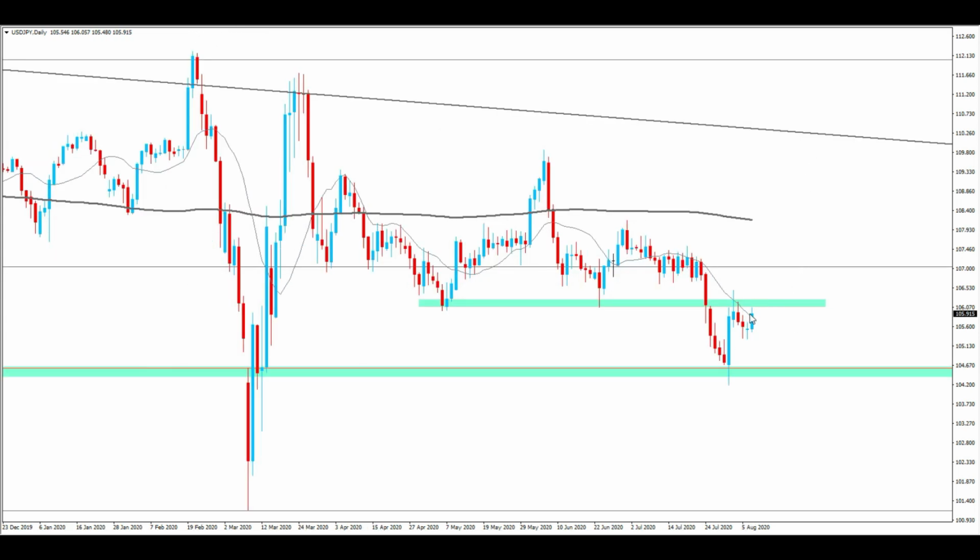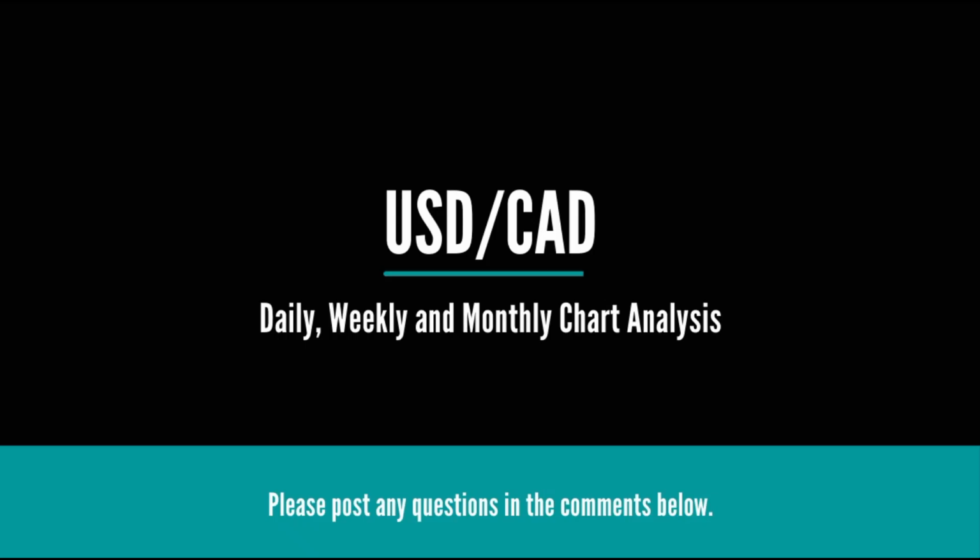So we could be looking for entries there if we have a break of that resistance, and then as price retests, if it does, we can look for entries there. But we are expecting USD/JPY to rise next week. Okay, so next we're going to take a look at USD/CAD.